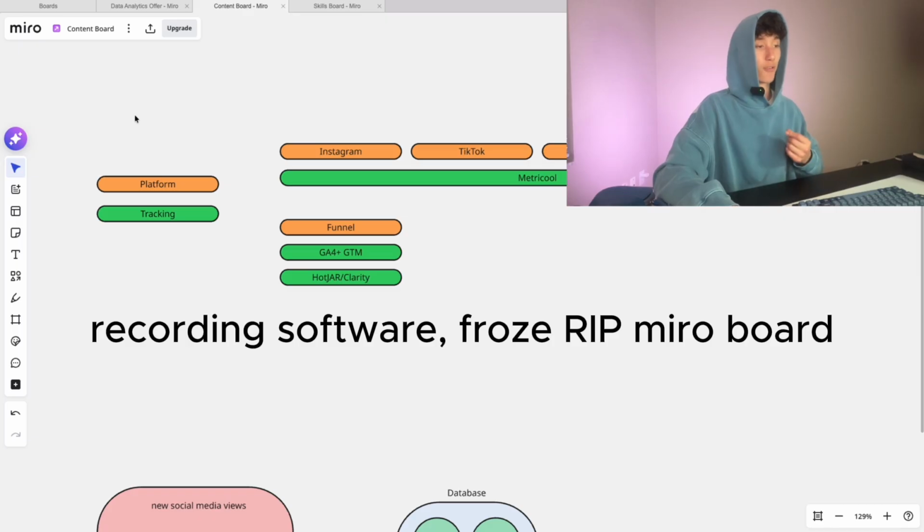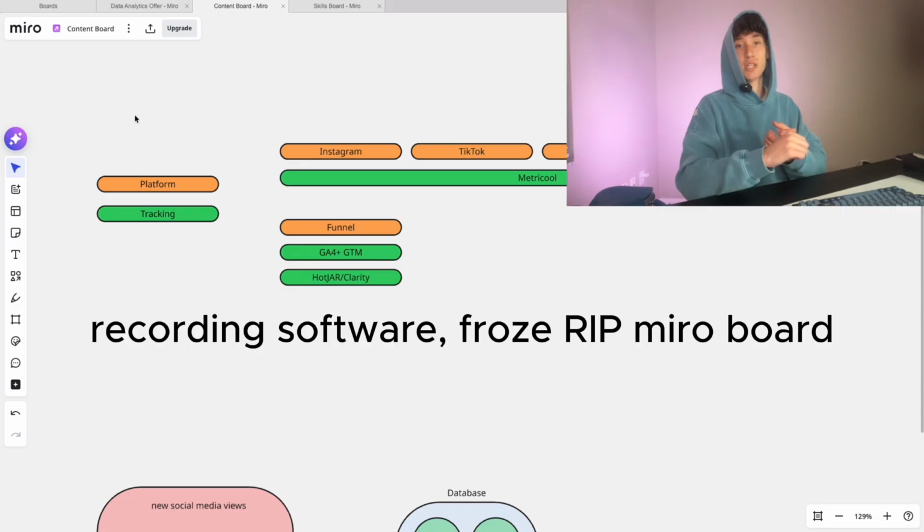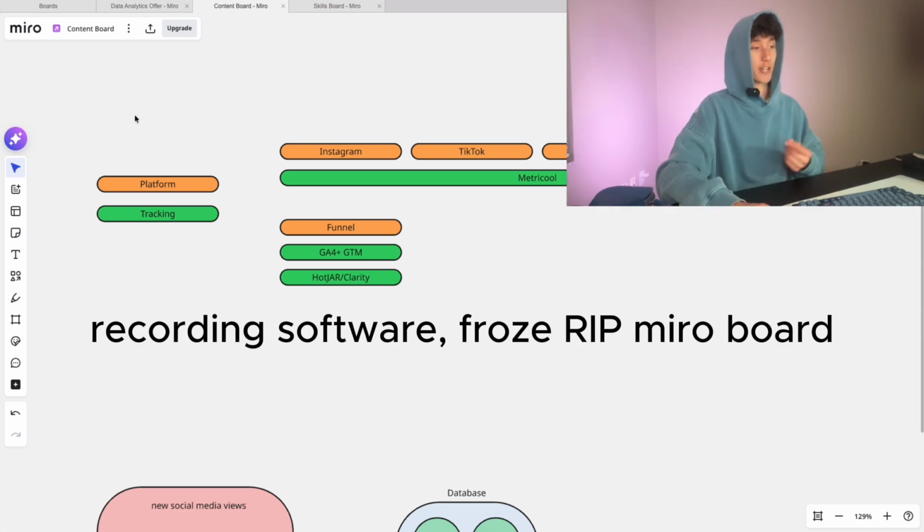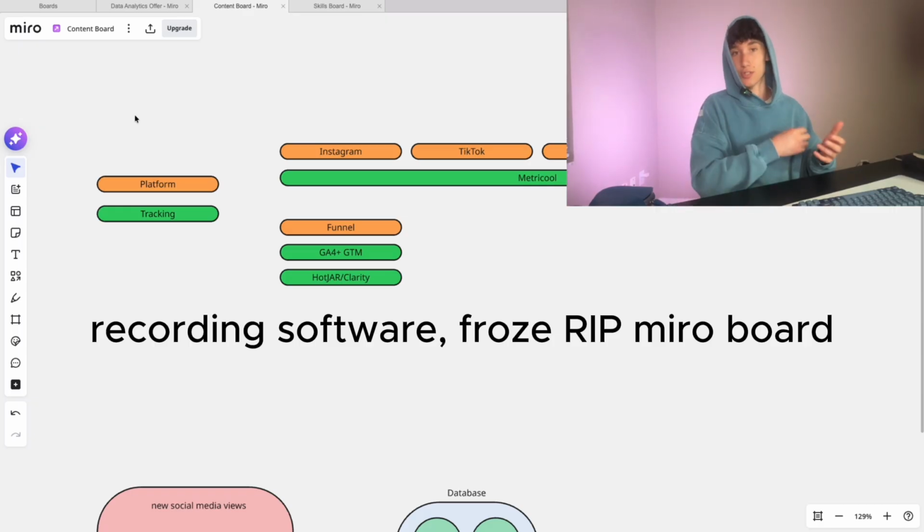The other is GA4 and Hotjar and Clarity, and this will be your funnel tracking. So for funnel, this would just be Go High Level, ClickFunnels, Webflow, Framer, any of your funnel building websites, any of your website builders. You can use GA4, which is Google Analytics, and GTM, which is Google Tag Manager, and then Hotjar and Clarity. All of these are free. Metricool is about $40 a month, but these are all free, so it makes it super easy.